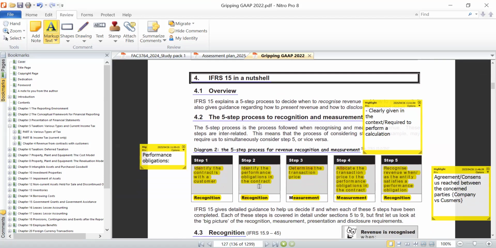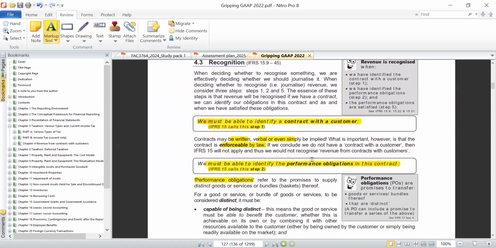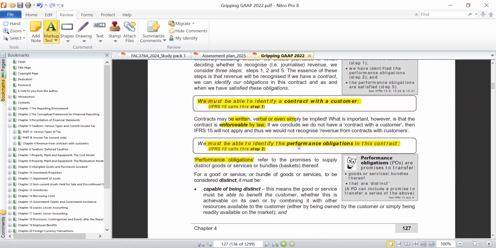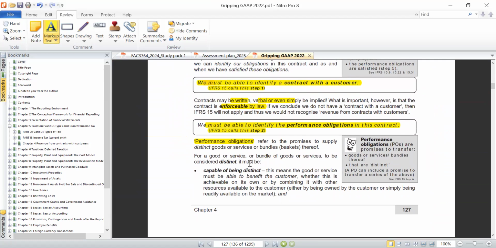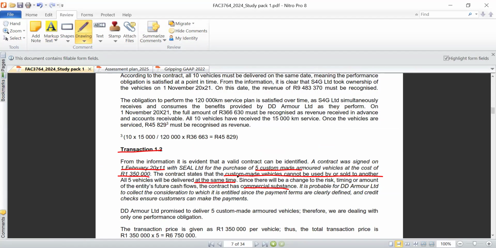Identify the performance obligations. So as much as we identify the performance obligations, we also need to determine the thing that makes the contract unique. So that is the terms and conditions of that contract. In this case, the terms are stated that these particular vehicles would be custom made and they are not allowed to sell them to other customers.